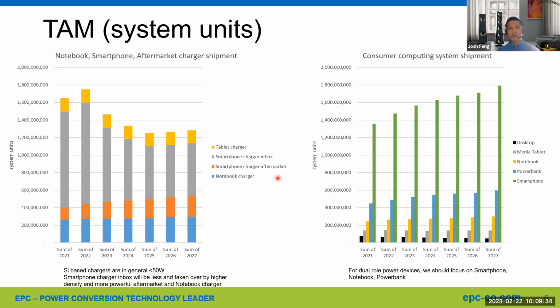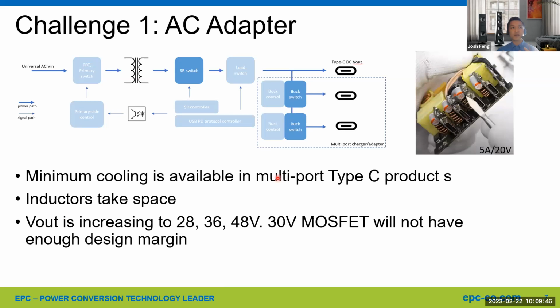Now, I want to spend a little more time on the challenges that are being seen. We identify 3 challenges, and I will go through them one at a time with you. The first one is the AC adapter side. As you probably know, the primary side is typically nowadays addressed by high voltage GaN devices. Here, I want to touch base a little bit on the secondary side, especially these multi-port Type-C sockets. As you know, in a charger or adapter, there's not much air cooling.